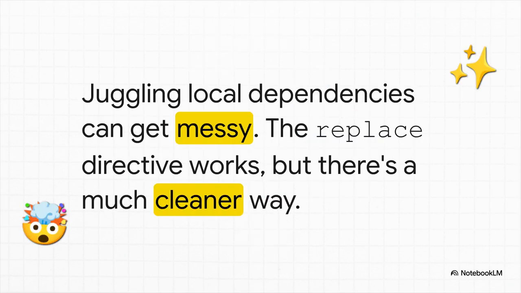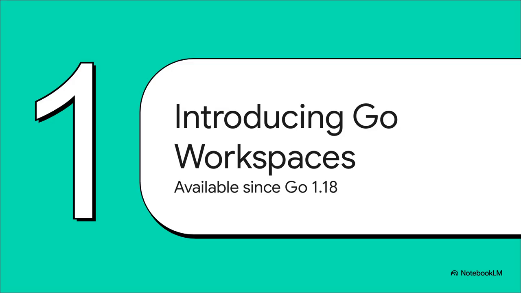It's a classic headache. I mean, sure, you could use replace directives in your go.mod file to point to your local copy, but let's be honest, that feels messy. You're changing your project's build file, and there's always that risk you'll accidentally commit those local paths. But don't worry, there is a much cleaner way to handle this. And that solution, my friends, is Go Workspaces. This feature landed back in Go 1.18, and it was designed from the ground up to solve this exact problem of working across multiple local modules totally seamlessly.